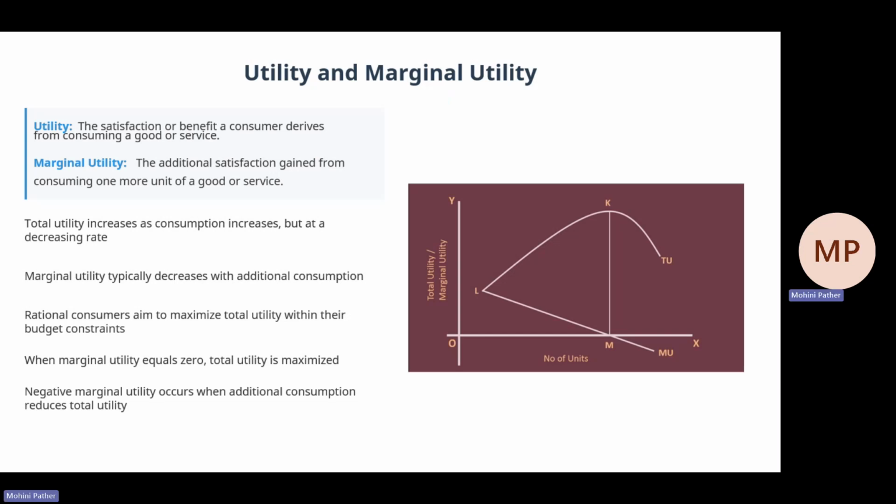So when we look at utility, there is an interesting concept called marginal utility. Utility, as we've just mentioned, is the satisfaction or benefit a consumer derives from consuming a good or service. Marginal utility is the additional satisfaction gained from consuming one more unit of that good or service. You can see that depicted in the graph on the right. While total utility may continue to increase, marginal utility tends to have a decreasing value with the number of units consumed.